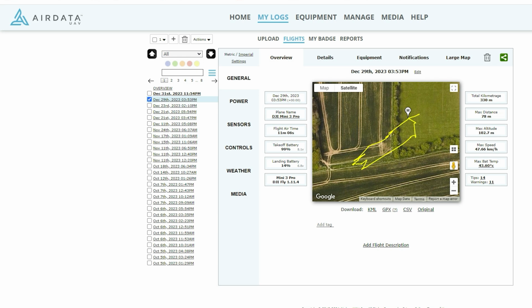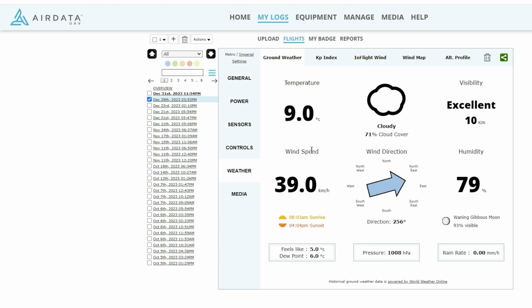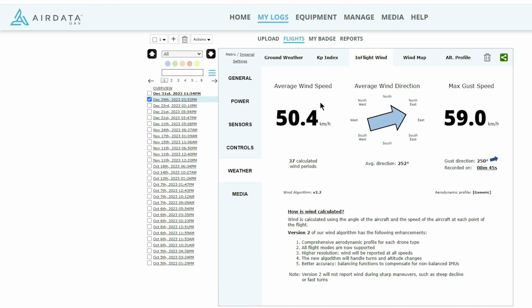If we look at the flight logs and you upload them to Airdata UAV, you get this sheet of data. If we're interested in winds, you can get the winds on the actual day. So 39, this is probably at ground level if you didn't have any trees in the way, because it wasn't really that windy with the trees and things in the way. So average wind, for the entire flight, with the gusts being 59.